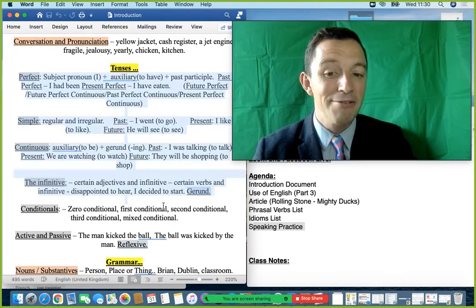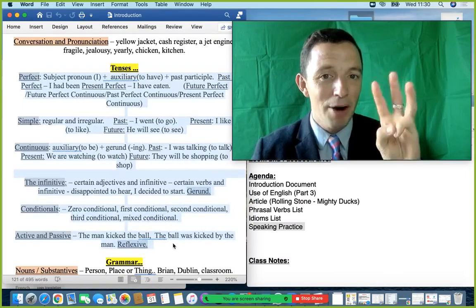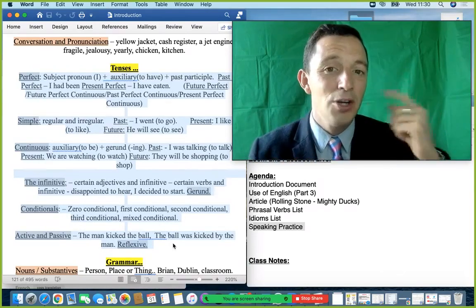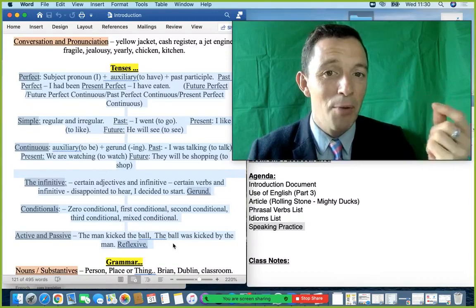So you need to be very familiar with all the different tenses: simple, continuous, perfect, infinitive, conditional, active and passive. They are the most important concepts. During the class, I mention the vocabulary frequently.